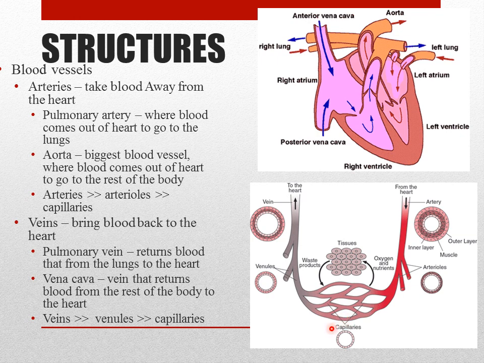So the capillaries pick up the carbon dioxide from the tissues, the waste product, travel into venules, which are a little bit bigger, and then to veins that are even bigger, and then back to the heart.